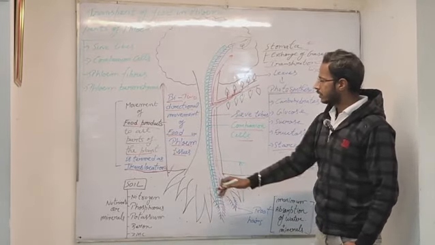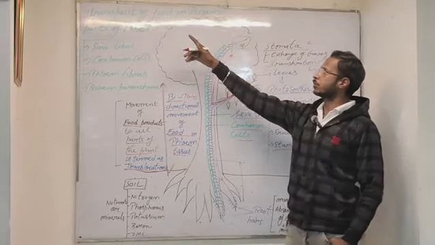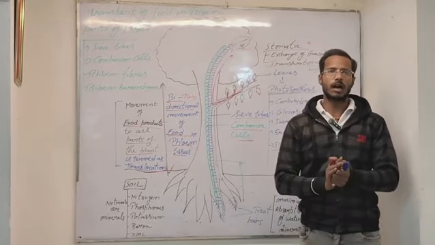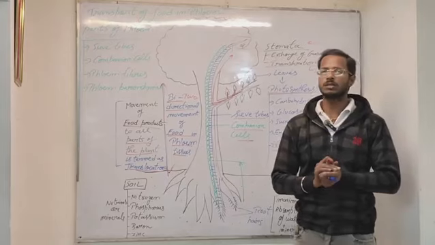So this is the complete explanation of transport of food in phloem. I hope you understood how the food is transported to all parts of the plant.